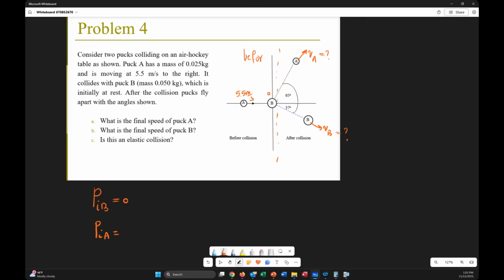0.137. Okay, what did you do? You just multiplied mass by velocity. What is the mass? 0.025 times 5.5. When you multiply this number, what number did you get? 0.1375.